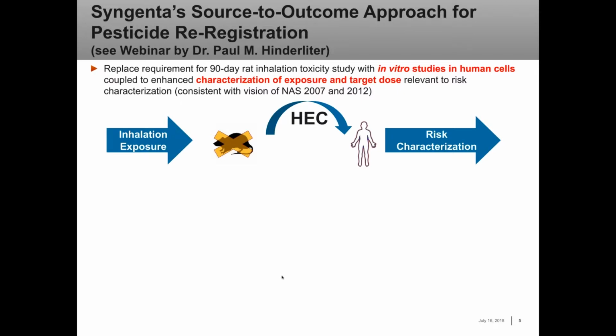So in a companion webinar presented by Dr. Paul Hinderleiter for Syngenta, one such example of this comparison was presented. In their approach, Syngenta proposed a source-to-outcome analysis for a pesticide that they're undergoing current re-registration practices for the US EPA. In that approach, Syngenta chose not to conduct an additional required 90-day rat inhalation study, and instead focused on in vitro studies in human cells and enhanced characterization of potential exposures and target dose that are relevant for risk characterization. This is consistent with those two NAS reports.